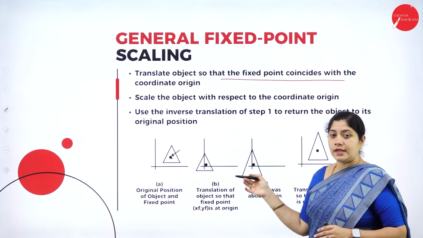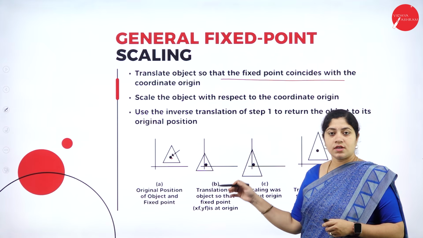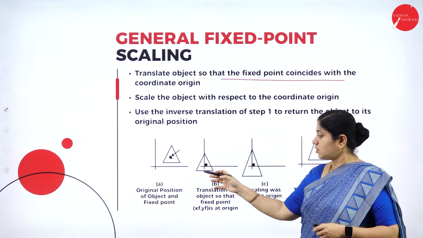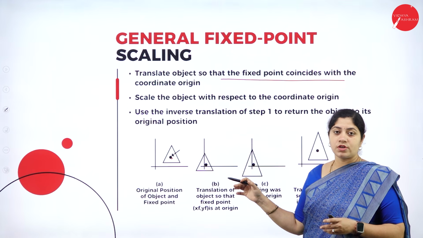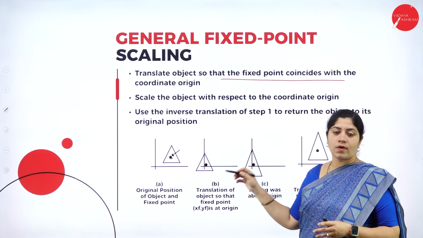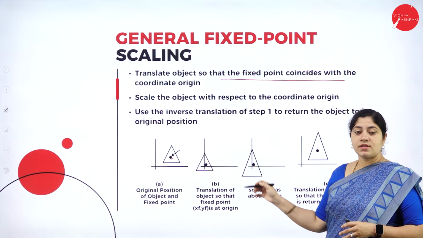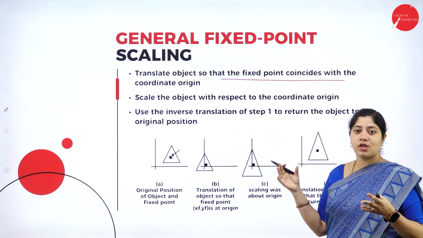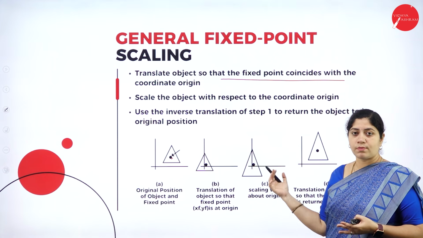All right, let's move on to the next image. Again, it's the same as our previous pivot point. Over here we can see that the object is brought down towards the origin so that the fixed point exactly coincides with the coordinate point, that is the xy coordinate point. That's our next step, and at that point we can do the scaling, that is enlarging the image or reducing that image, whatever we want according to our requirement, we can do it.